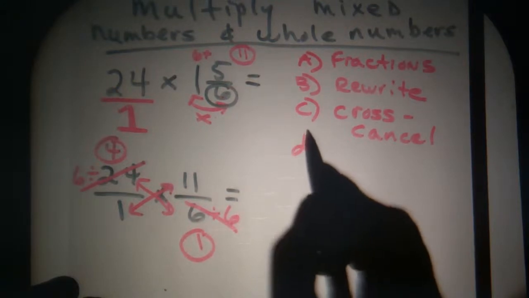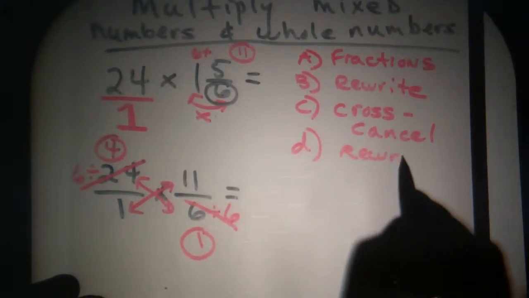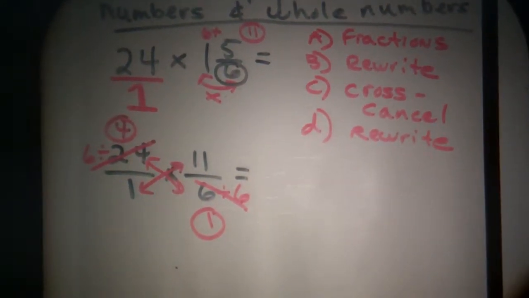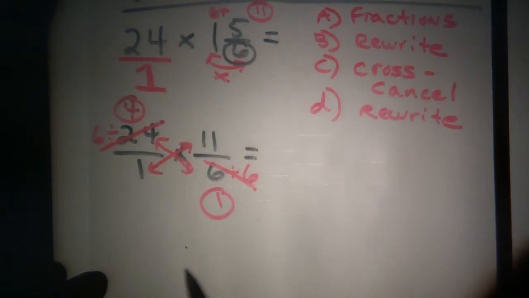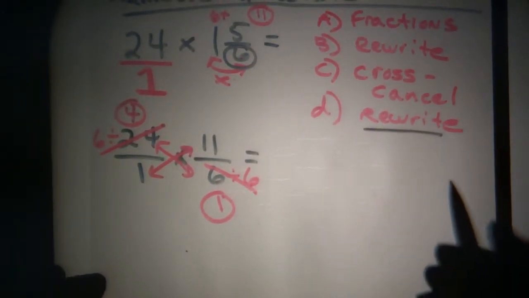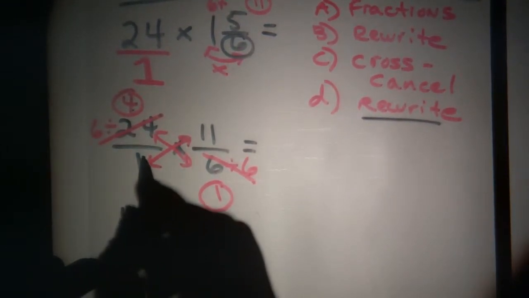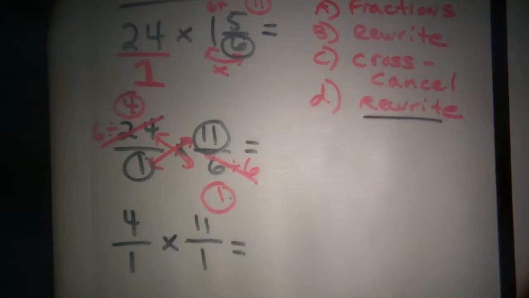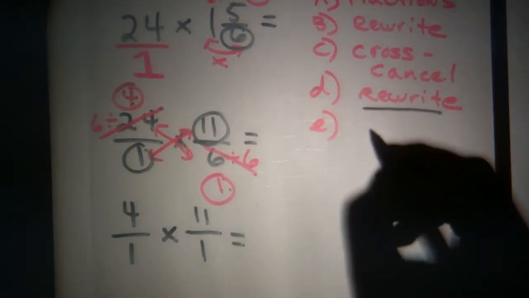Let's rewrite it. We're always rewriting it so that we can see what we're working with. It makes it easier. This gets a little bit complicated to then know what numbers do I multiply. So it's easiest just to go ahead and rewrite. So I have 4 over 1 times 11 over 1. At this point we can now multiply across.